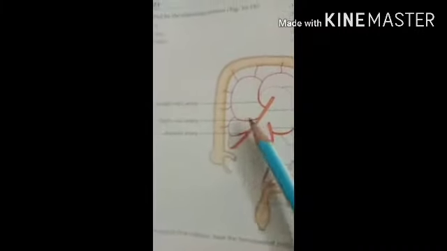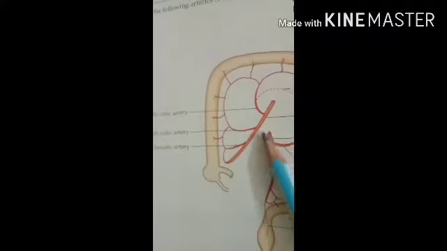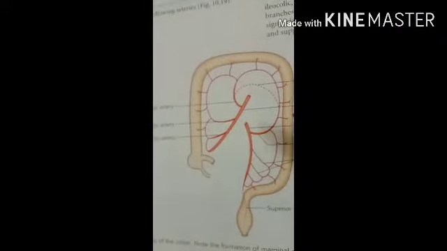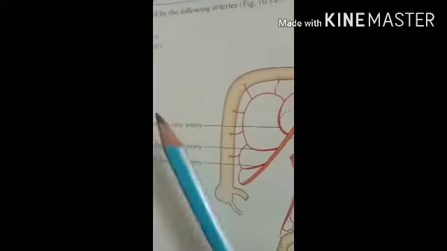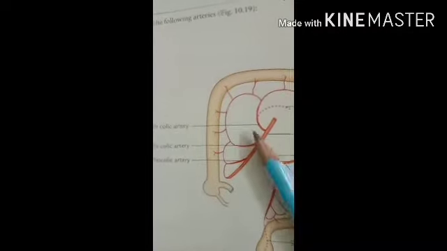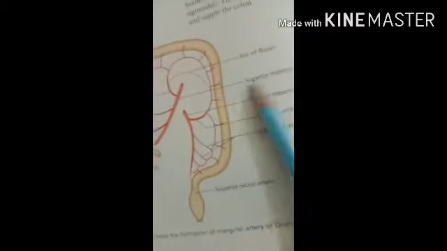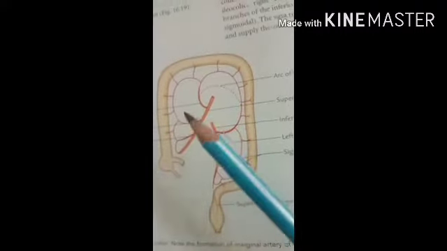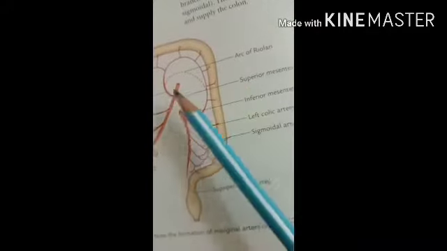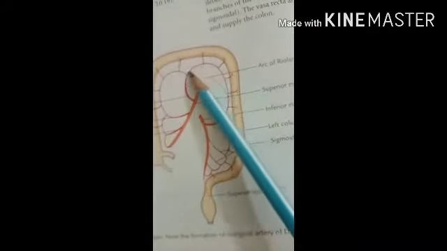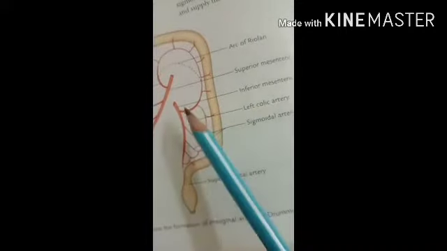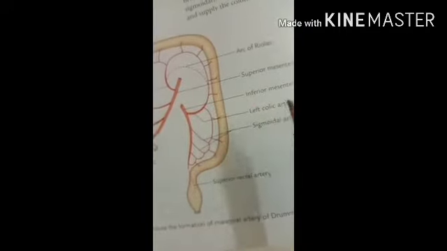Okay? Second, the right colic artery. Here you can see the right colic artery. It is also a branch of the superior mesenteric artery. Then the middle colic artery. Here you can see the middle colic artery, which is also a branch of the superior mesenteric artery. This one. Okay? Then the left colic artery. Here you can see the left colic artery. The left colic artery is a branch of the inferior mesenteric artery.